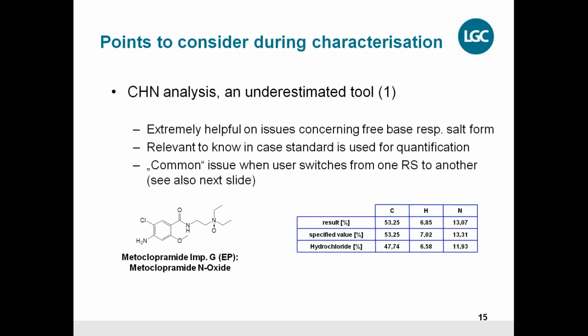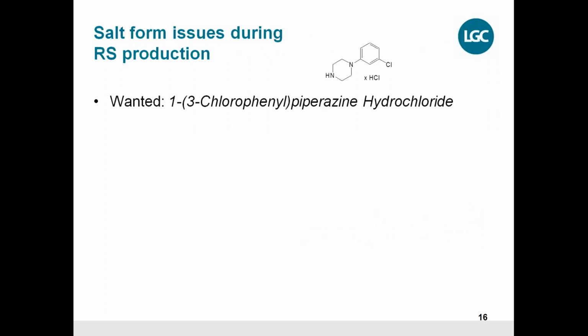And we see that very, very often, as I said, when somebody is switching from one batch to another, or, better said, from one supplier to another, then this is a common issue. And it makes sense to be really sure that you have, at the same time, again, the right material. Otherwise, you would see it in your results during quality control and might even produce a few OOS results that you need to investigate then. We see that very often as an issue, salt forms during reference standards production.